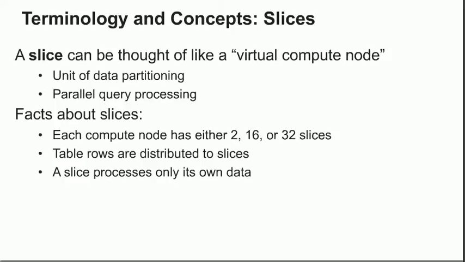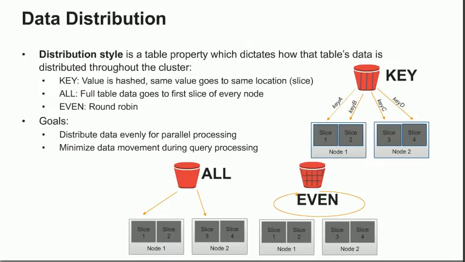Depending on the size of the compute node, the compute nodes come in either 2, 16, or 32 slices. It's not configurable. It's hard-coded for the type of compute node that you pick. This leads to data distribution. How do you distribute data across all these slices in the cluster?